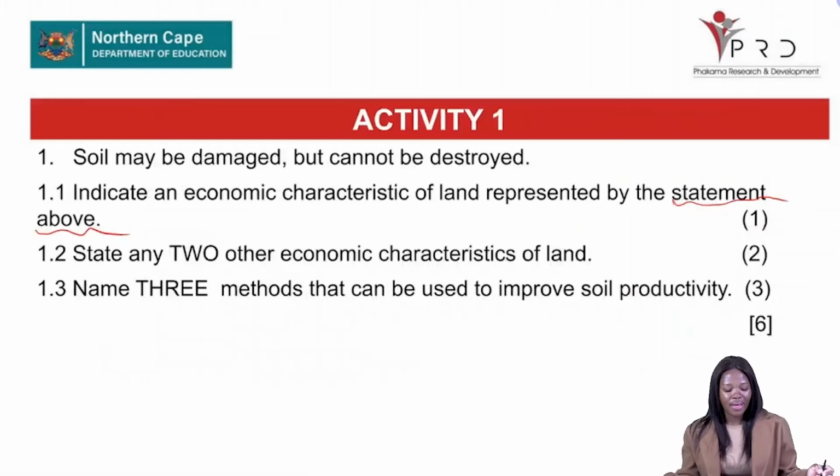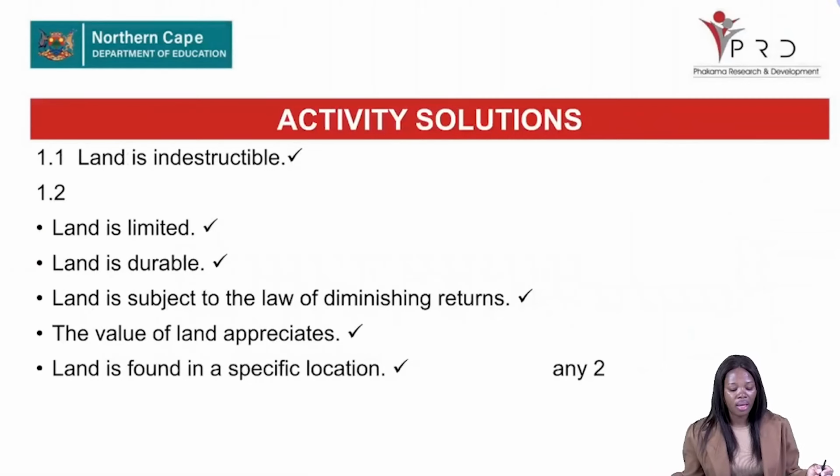Now for 1.2, state any other economic characteristics of land apart from the one mentioned in the statement above. Any other 2 economic characteristics. The answer for that question: land is limited, or arable land is limited, or agricultural land is limited. You can also write land is durable, or land is subject to the law of diminishing returns, or the value of land appreciates over time. Land is found in a specific environment or location. You can also add land varies in production potential.